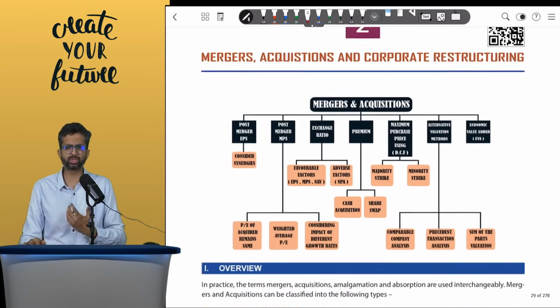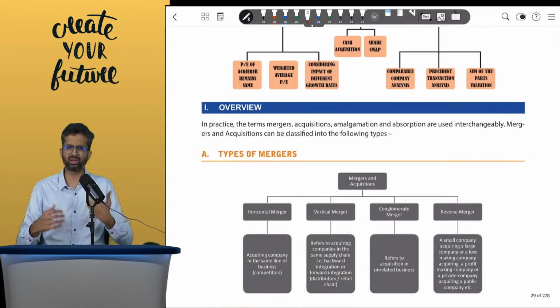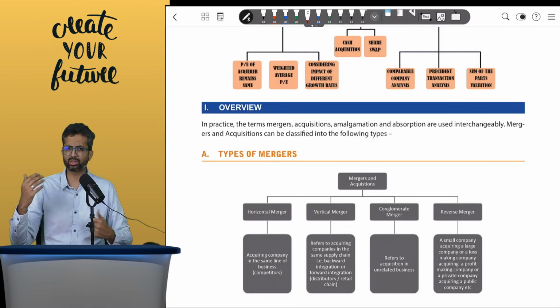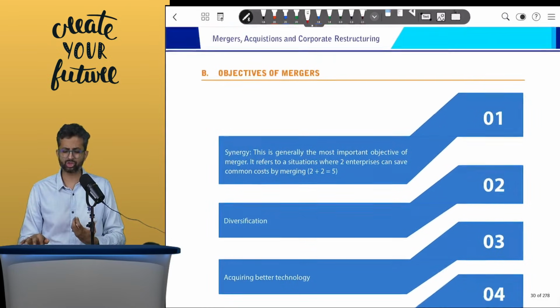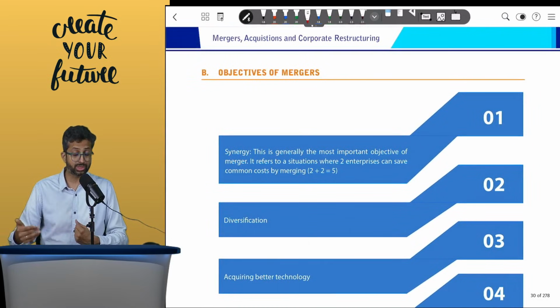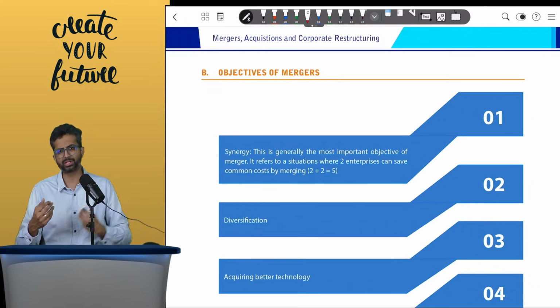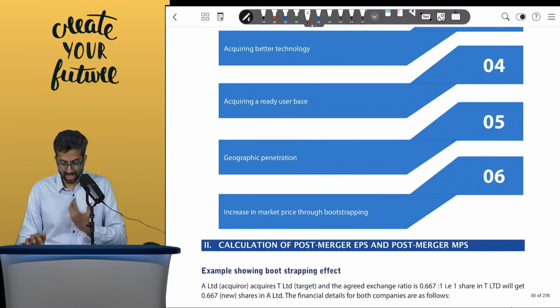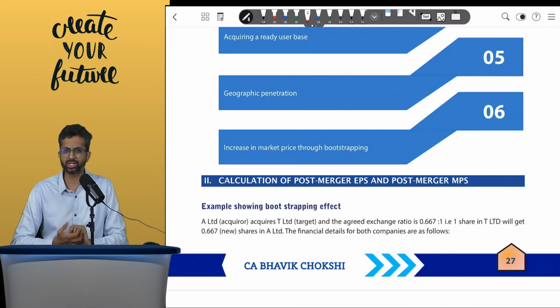Next you go to mergers, which is a slightly easier or more manageable chapter. So when we are looking at mergers, there are various types of mergers like horizontal, vertical, conglomerate, reverse merger, etc. The various objectives or benefits that a merger gives you, like synergies, diversification, expanding into new products, geographies, markets, etc. And the important part over here involves a calculation of post-merger market price and post-merger EPS.